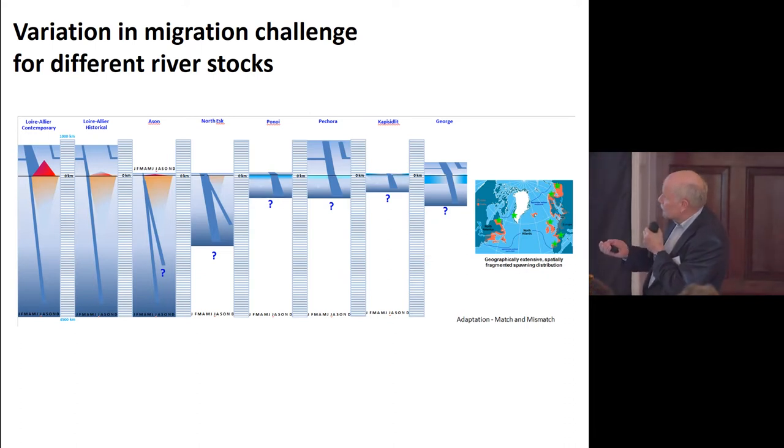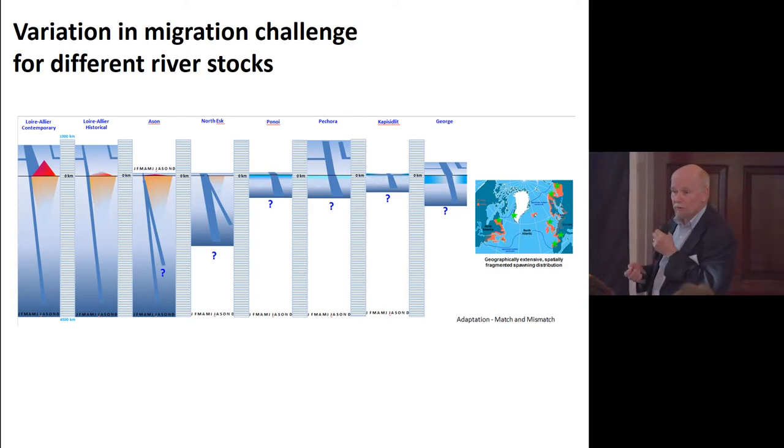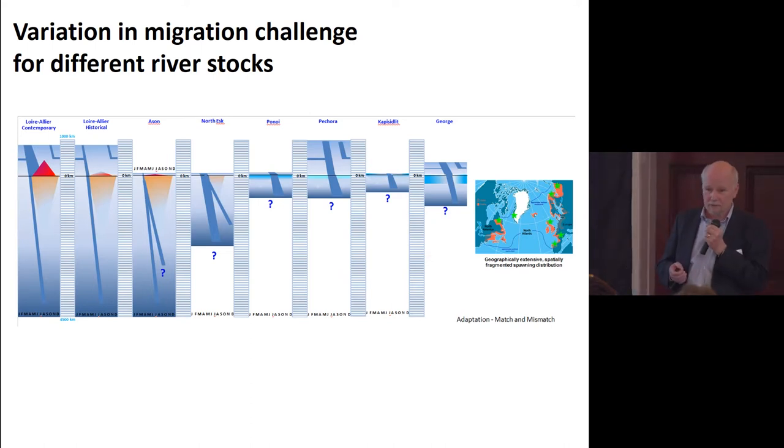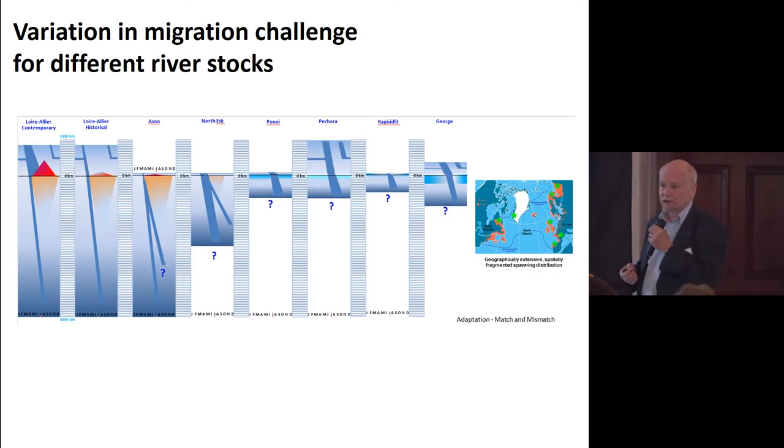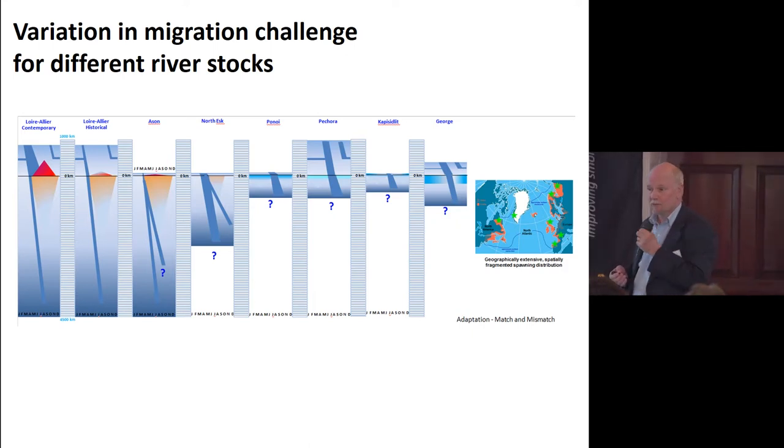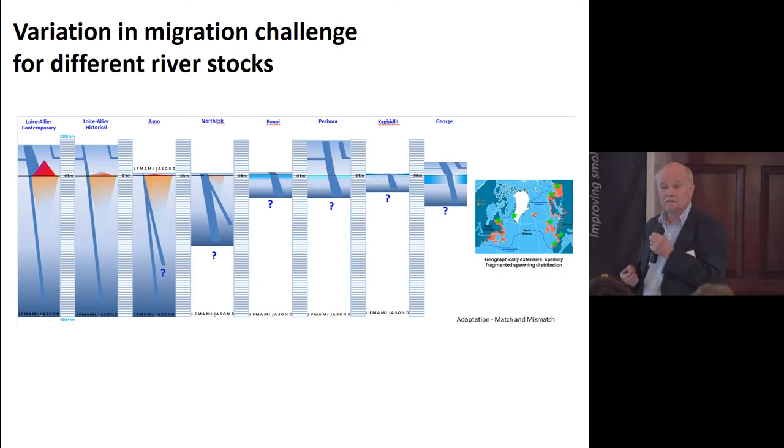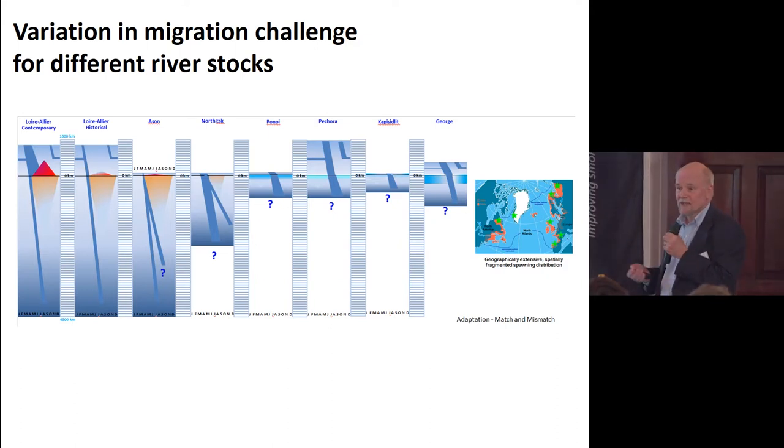Here's the Asón River in Spain. Very short freshwater migration, but a very long marine migration. The North Esk, short freshwater migration, moderate marine migration. The Pechora on the Kola Peninsula, even shorter marine migration, because most of them probably stay up in the Barents Sea in that area. The Kapisillit River in West Greenland, yes, West Greenland does have a salmon river, it's a small one. They probably just have to go out to the end of the fjord, and that's where they do their marine feeding. And the river is only 10 kilometers long.